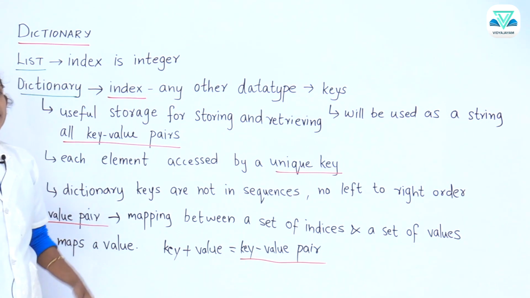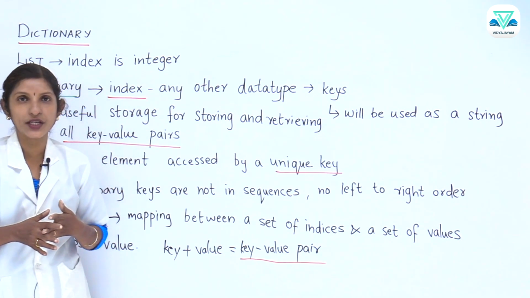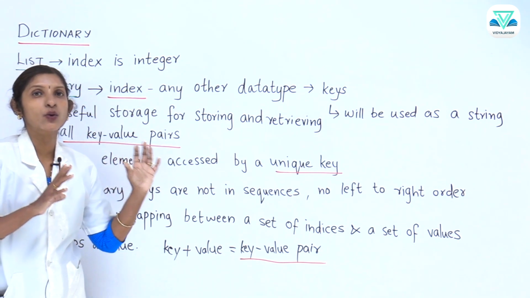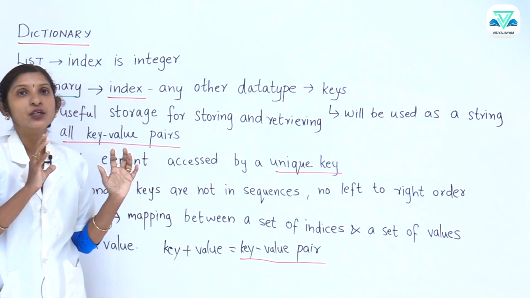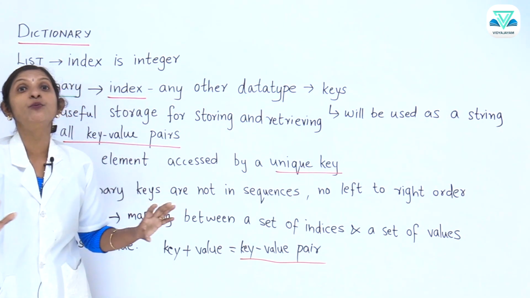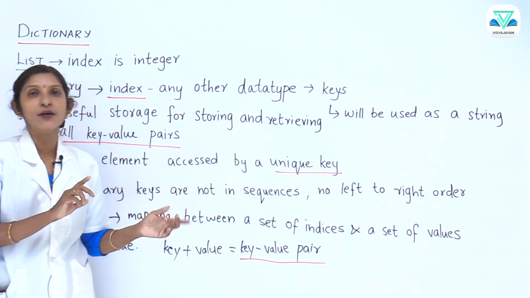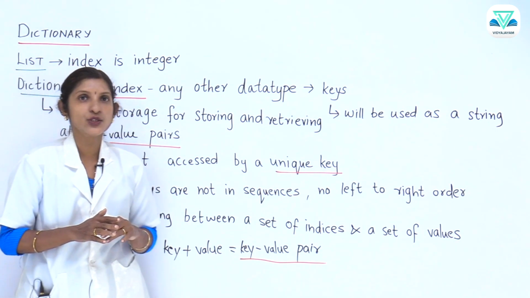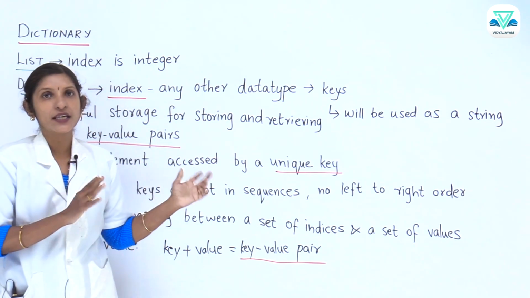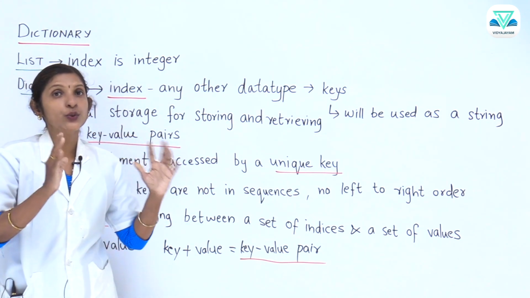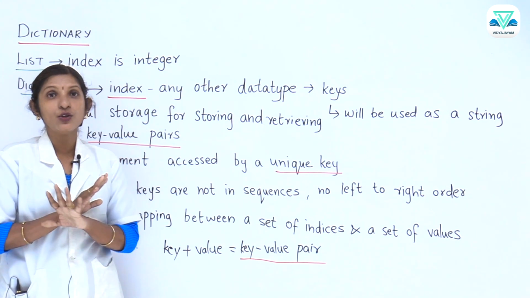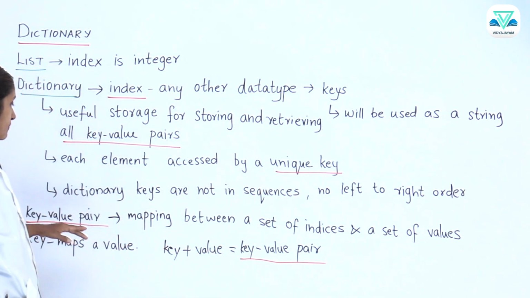Unique key means, for example, when we talk about the students in a class, we say roll number. This roll number is a unique thing. That means no duplication. One child will have only one roll number. The same roll number cannot be shared by other students. So in the same way, a unique key means there will be no duplication.